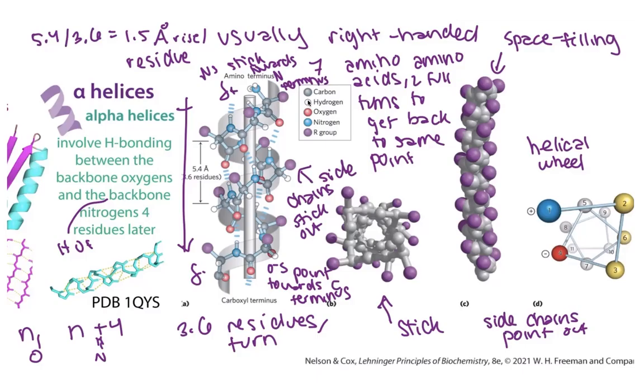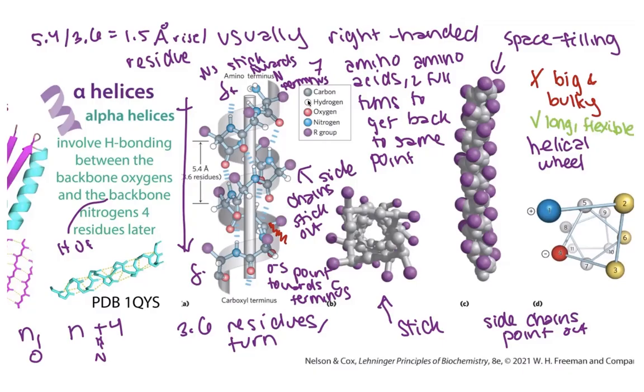And if you have big bulky groups next to one another, now you're going to have the opportunity for steric clashing. So you can get steric clashing between the side chains if they're big and bulky. So we don't want big and bulky. What would be good for an alpha helix? Something that's going to be long, something that's flexible, something that doesn't have its bulk close to the backbone.